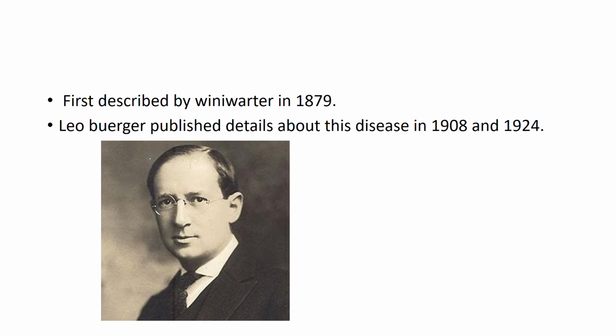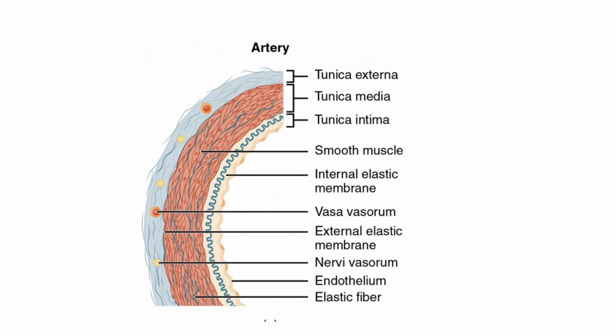So, before we move into the topic, let's see what the wall of an artery consists of. The artery has three layers, that is the tunica externa, the tunica media, and the intima. Now, the tunica externa is made up of connective tissue. The media has smooth muscle cells and also elastic tissue, and the tunica intima has endothelial cells which overlie a loose connective tissue, which is also called the lamina propria.